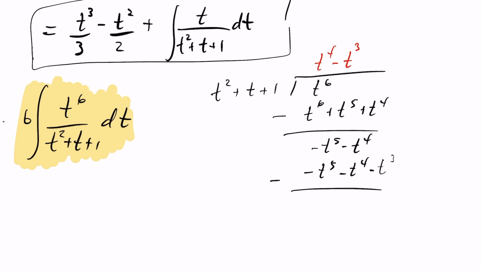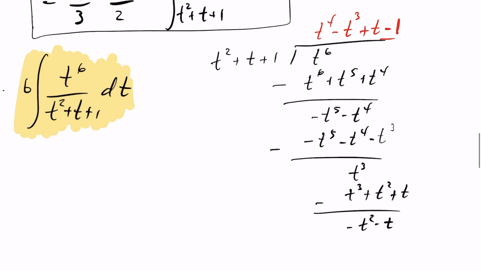Subtracting that up here, everything cancels. I just end up getting a t cubed here. So now I'm going to have to add a t, which will give me t cubed plus t squared plus t. And subtracting this up, I'm going to get negative t squared minus t. And we have one more operation here. I have to subtract off a 1, thereby giving me minus t squared minus t minus 1. And subtracting this up, I get 1 left over here.